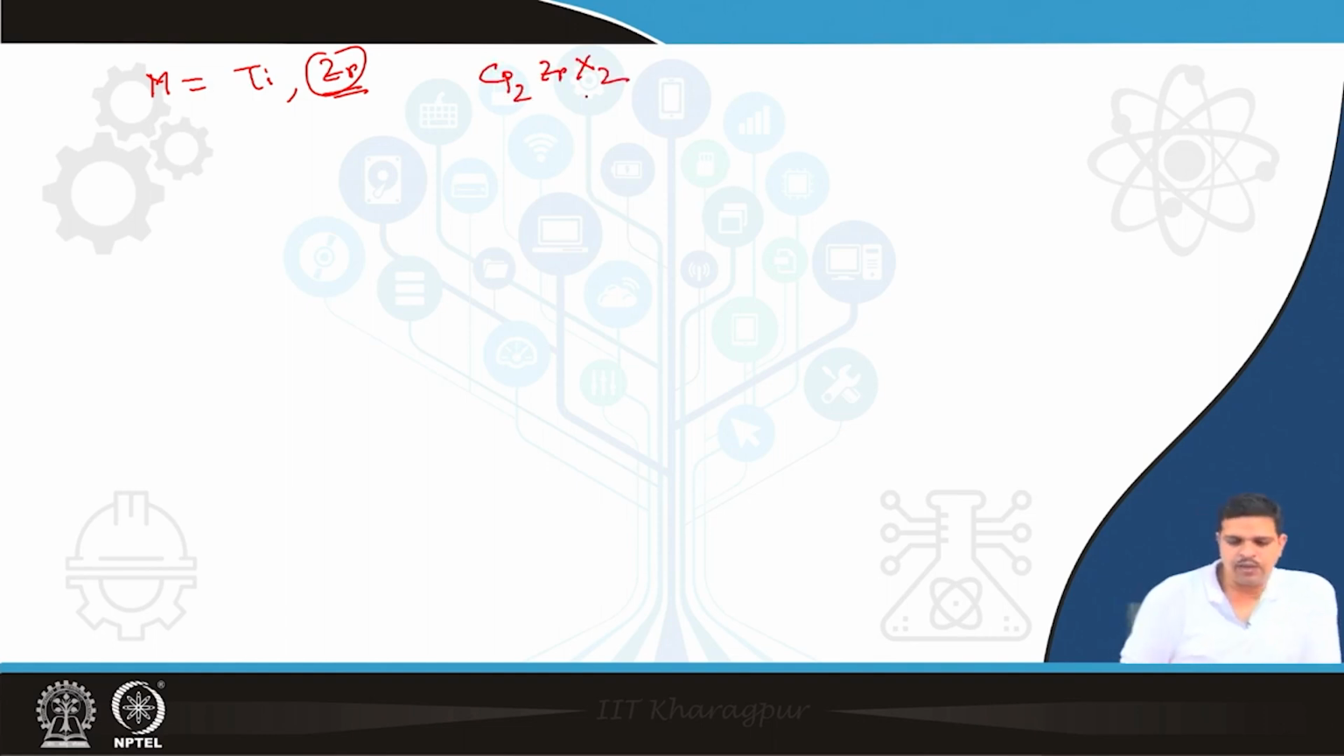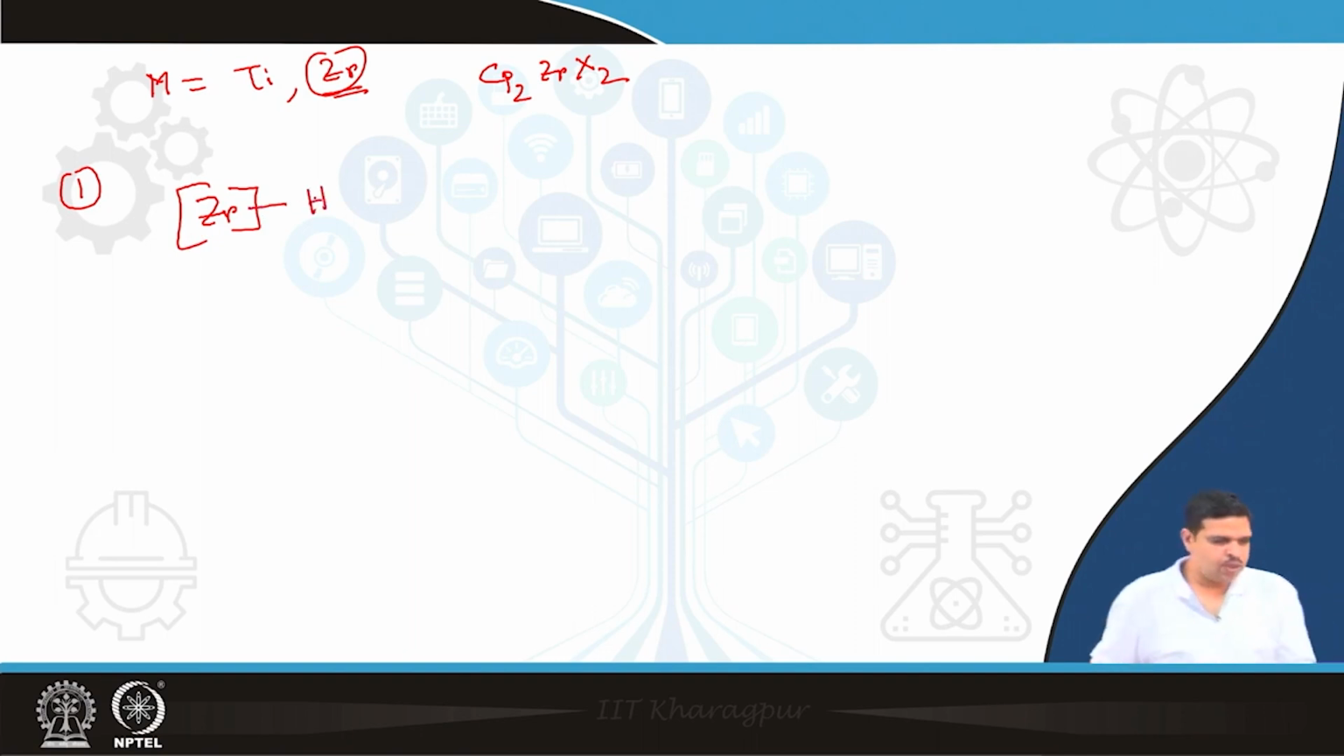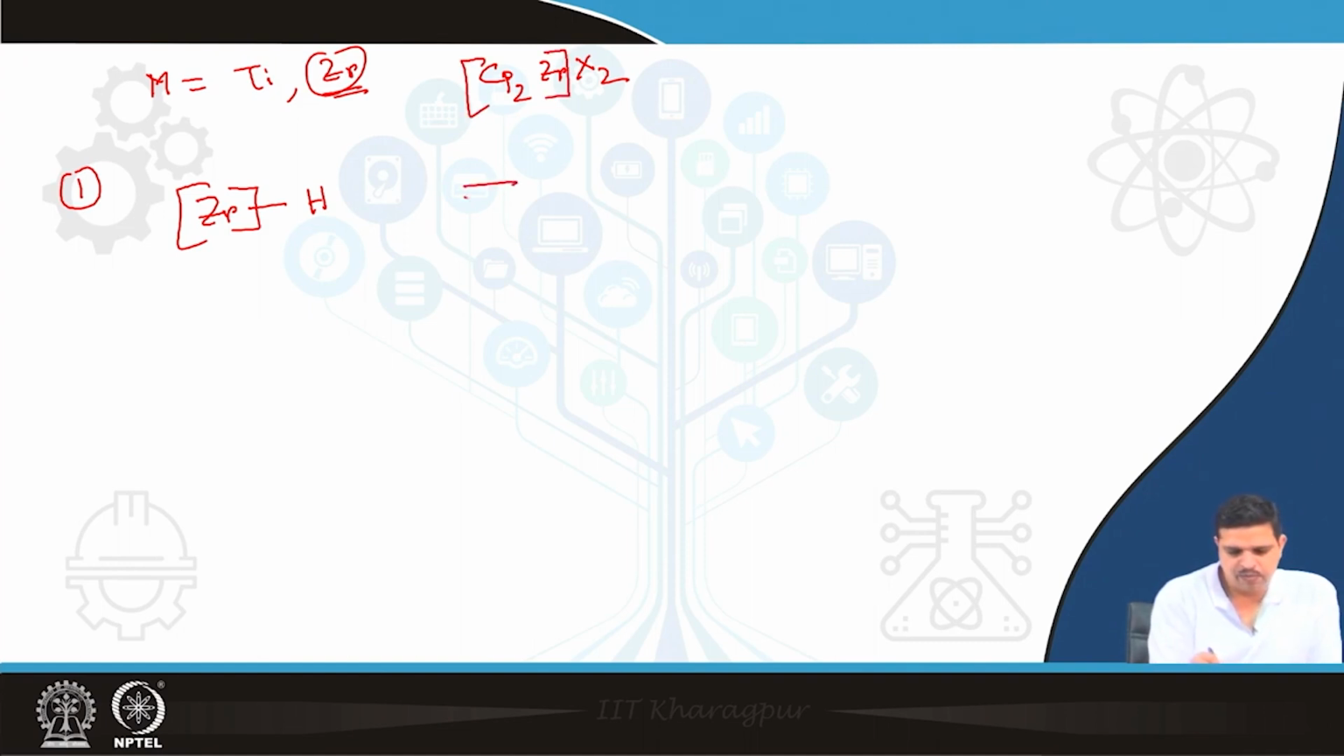Okay, the X may be halides or hydrides or alkyls. One is like this one. So you have Zr, a zirconium hydride. I am writing it as this moiety. Or if you have any alkene, this is the alkene.